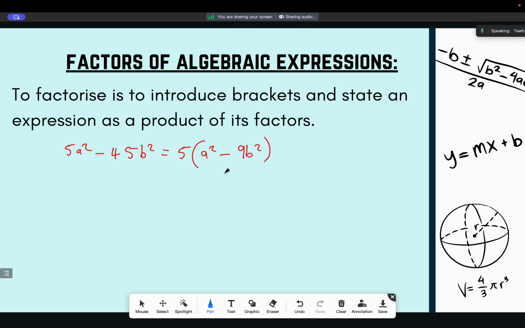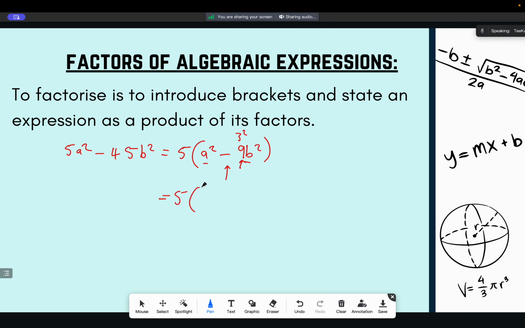we are not done yet, because now if you look at what's inside the brackets, it's a difference of two squares. So now, because here we have a difference of two squares, this one and this one, we will expand it more. So when we have a difference of two squares, okay, so this one here is 3 squared.